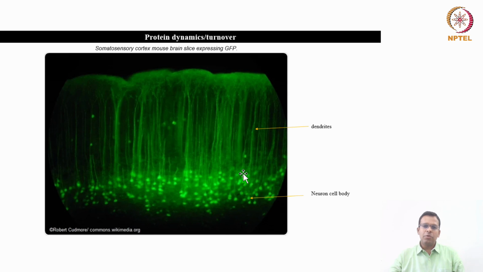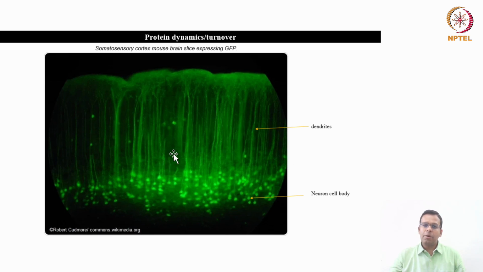Okay, now by looking at this image, can you get an idea whether this protein is getting exchanged between these dendrites and the neuronal cell body, or they are not getting exchanged? The answer is no, right? By looking at one static image, we cannot say whether the GFP labeled protein is getting exchanged between the neuronal cell bodies and the dendrites.